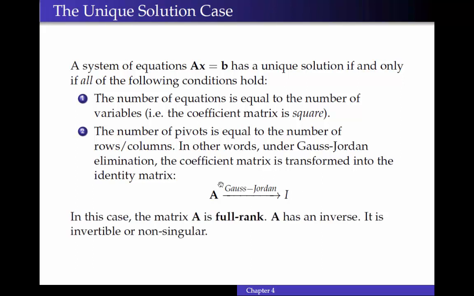If this is the case, then the matrix A is full rank. This means that A has an inverse. We call A invertible or non-singular. All of these three or four things that we can say about a square matrix are equivalent. Full rank, has an inverse, is invertible, is non-singular. All saying the same thing.